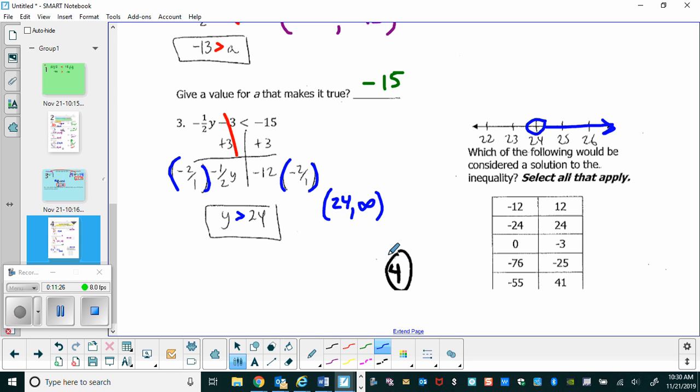So you've got your 24, positive infinity. You can never equal infinity, and once again, parentheses, because this was not an or equal to problem. There's your interval notation. And now let's go select all of the ones that would work here out of this option for y is bigger than 24. So over here, even though it's a select all that apply, I think we only have one possibility here. Okay? So 41 would be the only one that works there.